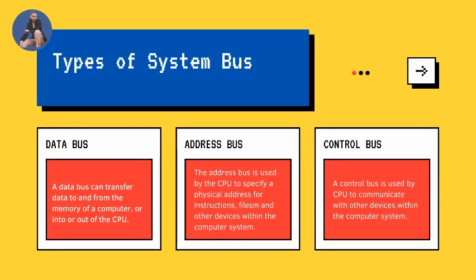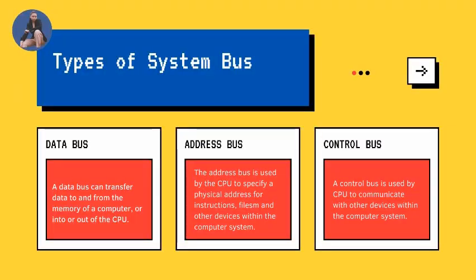First, what is the data bus? A data bus can transfer data to and from the memory of a computer or into or out of the CPU. Examples of information that traverse the data bus include files transferred from a flash drive to the computer's hard drive, or a document sent to the printer for printing.